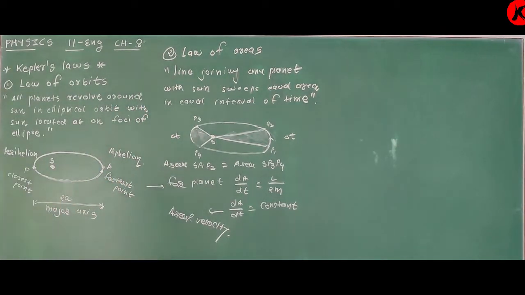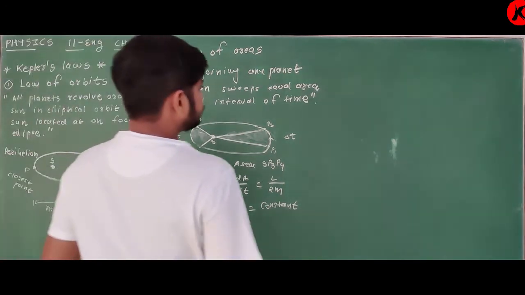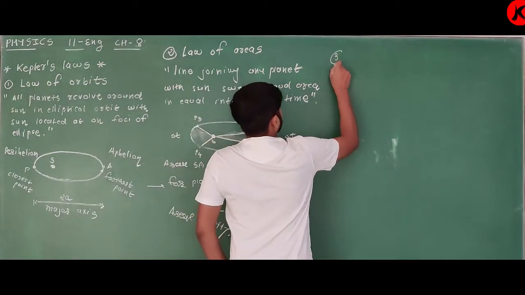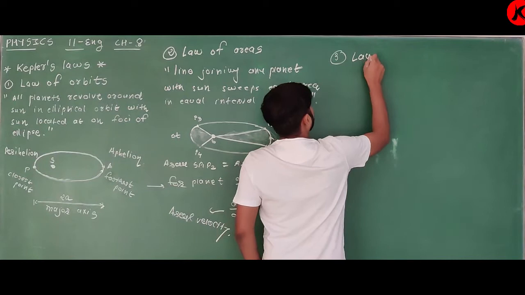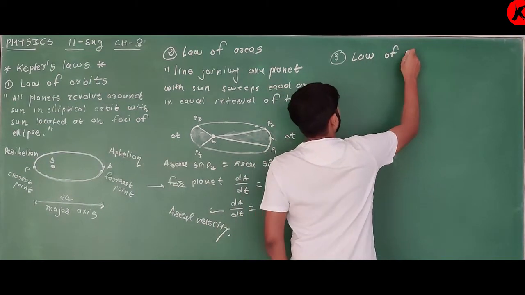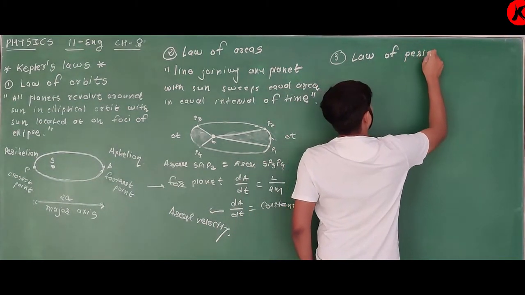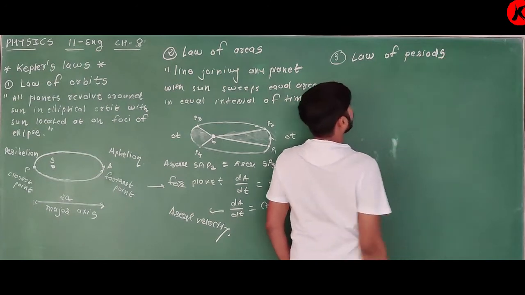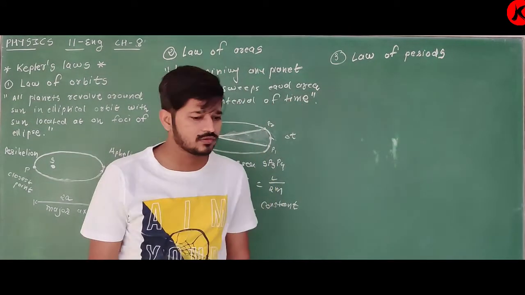Now the third one. What is the third law of Kepler? It is called the law of periods. What is the law of periods?